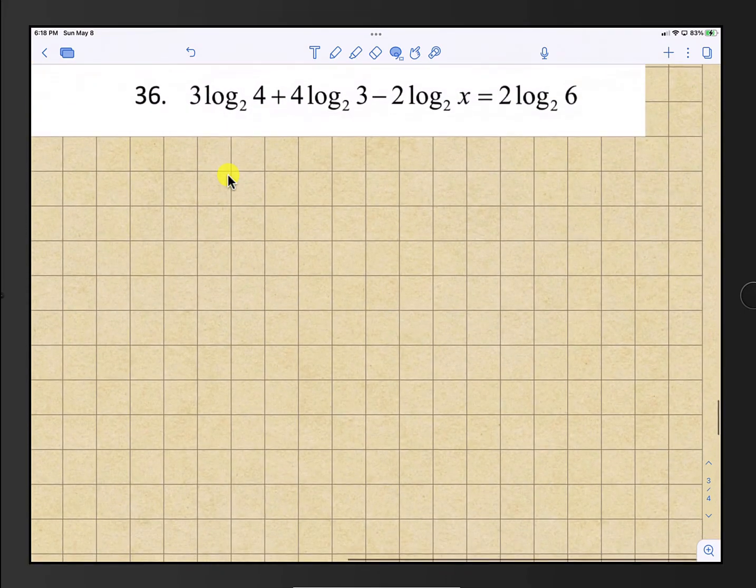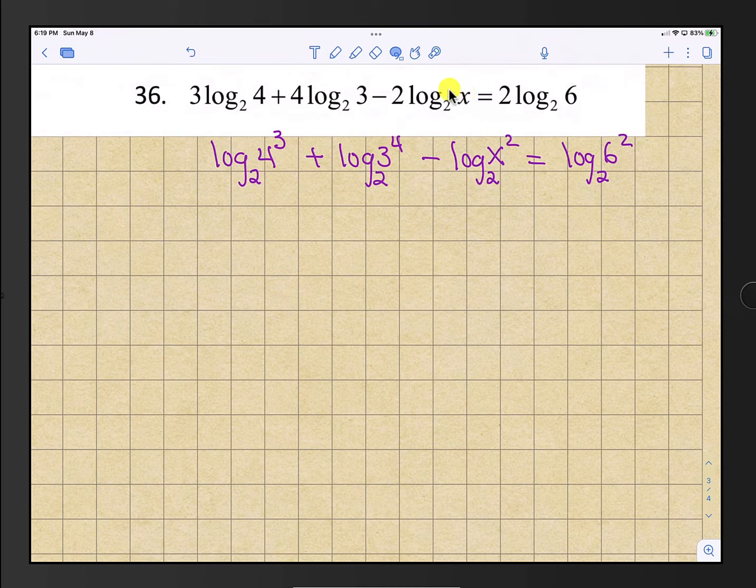And here's number 36. Let's go ahead and use the exponent rule in reverse. So this 3 will become the exponent of the 4. This 4 will become the exponent of the 3. And the 2 will become the exponent of x. So rewriting all of that would be log base 2 of 4 to the 3rd plus log base 2 of 3 to the 4th minus log base 2 of x squared equals log base 2 of 6 squared. Oh yes, the 2 here becomes the exponent of 6 as well.